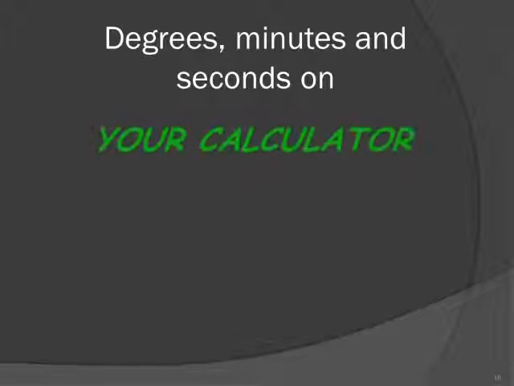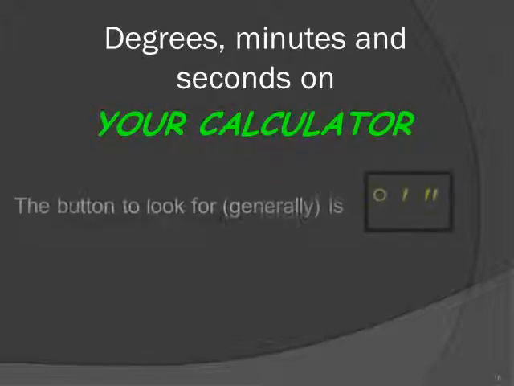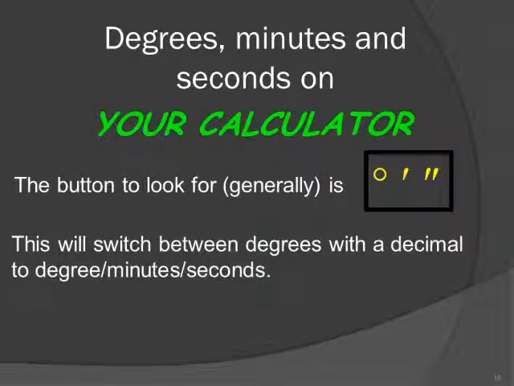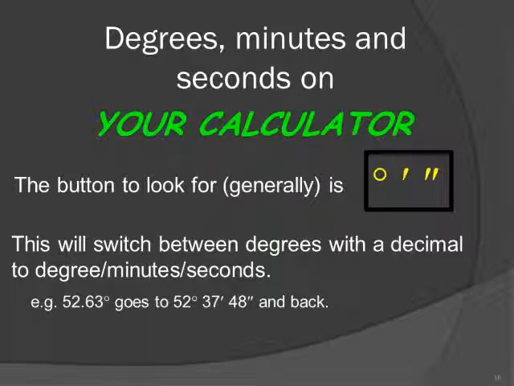Degrees, minutes and seconds on your calculator. The button you're looking for, generally, has got the 3 symbols on it. So you've got the degrees, minutes, seconds button. This will switch between the decimal way of looking at degrees, to degrees, minutes and seconds. So if I put in 52.63 degrees and press the button on the calculator, it goes to 52 degrees, 37 minutes, 48 seconds. And if I press it again, it goes back.